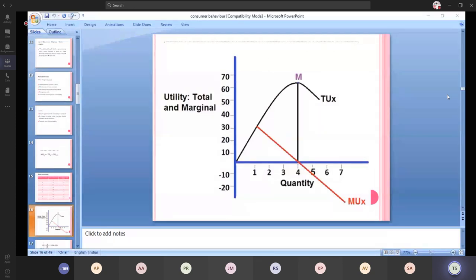According to Marshall, the author of the law, the satisfaction level of the consumer can be measured in numericals by using the scale utils. This is one of the assumptions made by the author of the law, Alfred Marshall. So according to him, the satisfaction level can be measured in numericals. That's why we had some numbers for the marginal and the total utility.